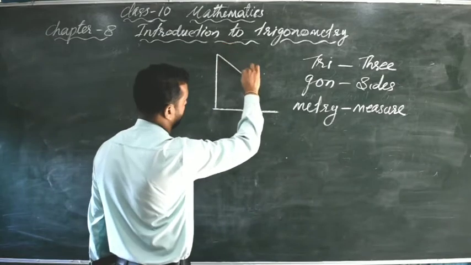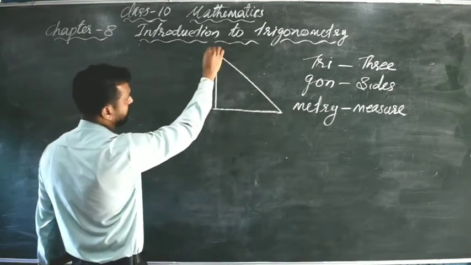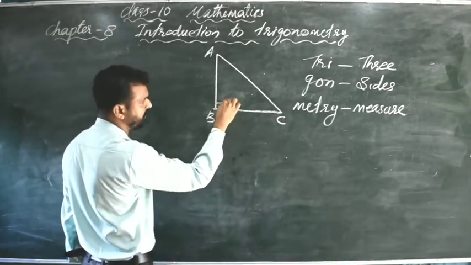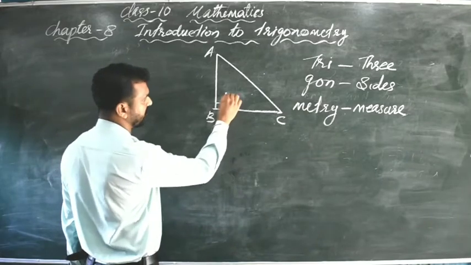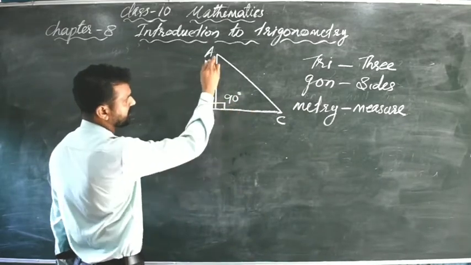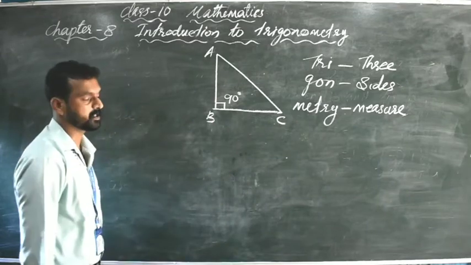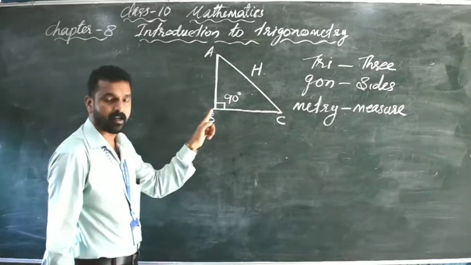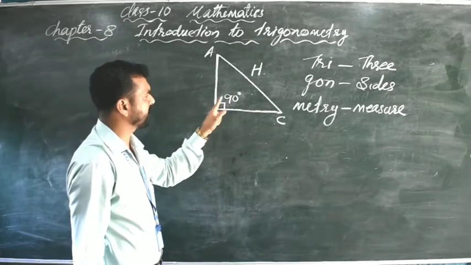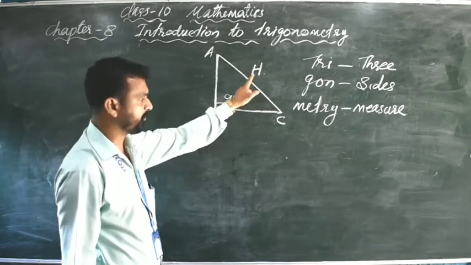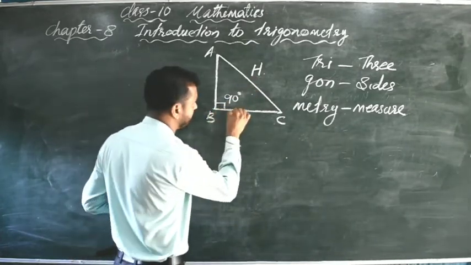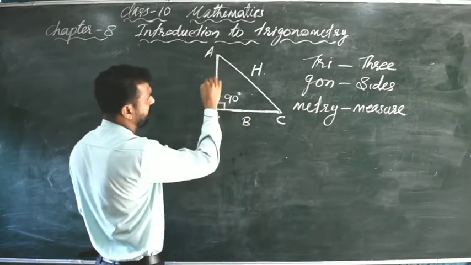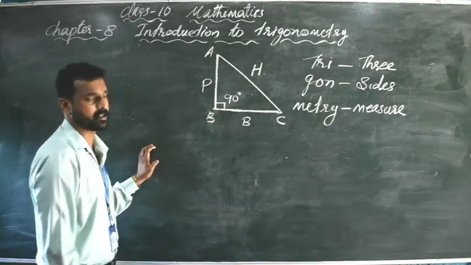Suppose this one is a right angled triangle, then I am going to mark it A, B and C. Of course we know that angle B is equal to 90 degrees. So one angle is 90 degrees. So triangle ABC is a right angled triangle. And in a right triangle we have studied earlier, side opposite to the right angle is called the hypotenuse, and this one BC is called the base of the right angled triangle, and the AB is called the perpendicular of the right angled triangle ABC.